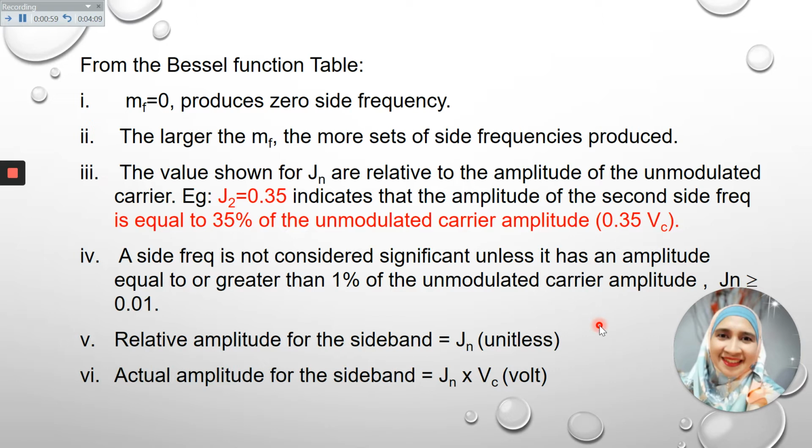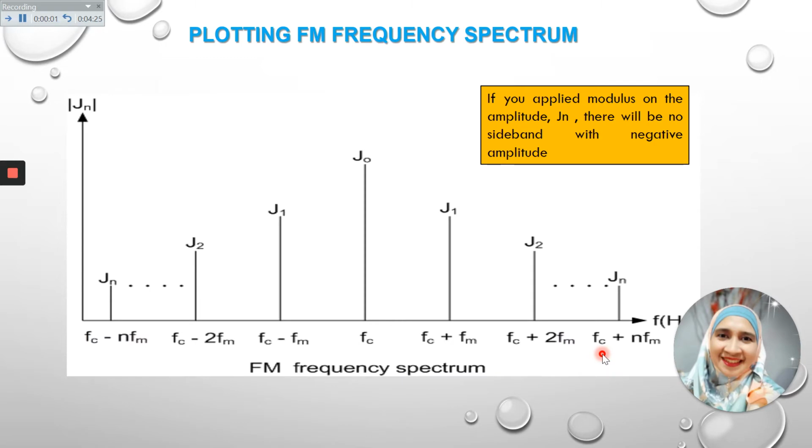Number 5, the relative amplitude for the sideband, equal to Jn, is unitless. And lastly, the actual amplitude for the sideband is Jn times Vc. The unit is volt. Okay, how to plot the FM frequency spectrum?